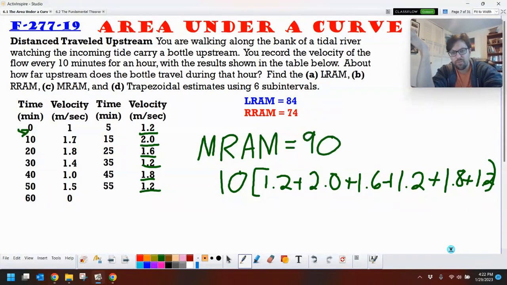Now you might notice, hey, why isn't that in between the other two? It's because you can see how our function is kind of dipping up and down. So it's not consistently going down, it's not consistently going up. So the LRAM and the RRAM are not necessarily the upper and lower bound for it. So that's our MRAM. All we have to find now is our trapezoidal.